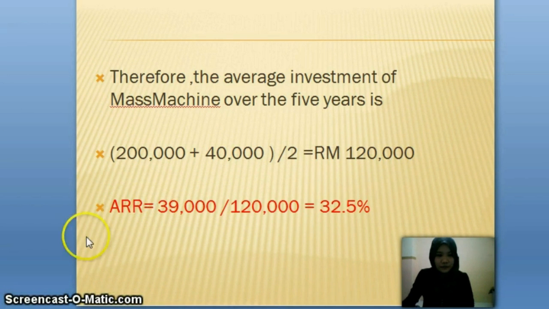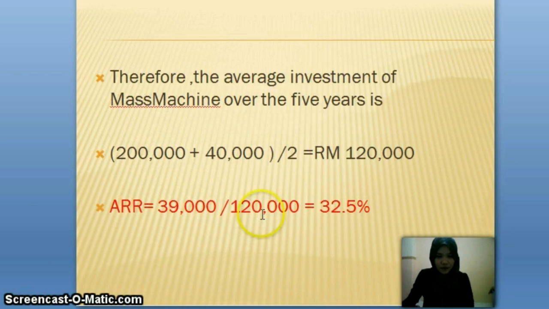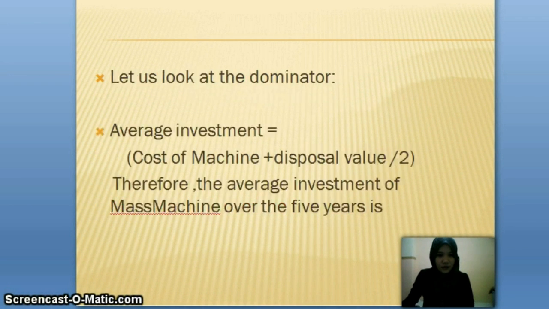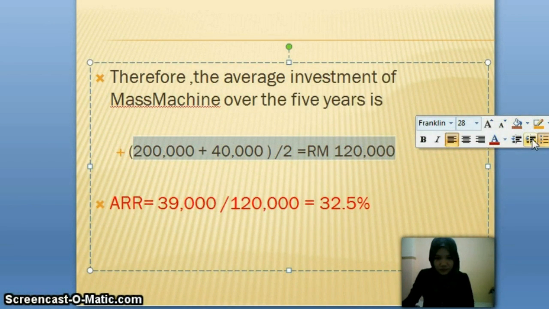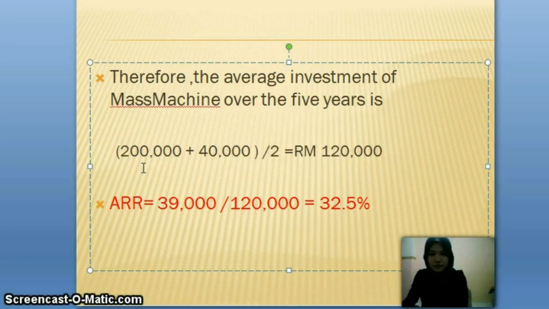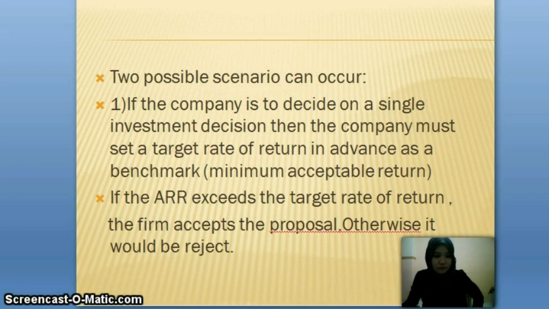After that, how to get ARR? From the answer you got for the average annual income, you divide by the answer you have. Divide by 12000. You get the ARR is 32.5%. Okay. You cannot just answer with this answer.